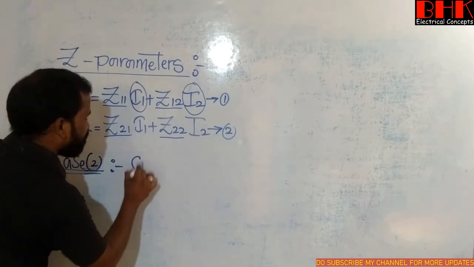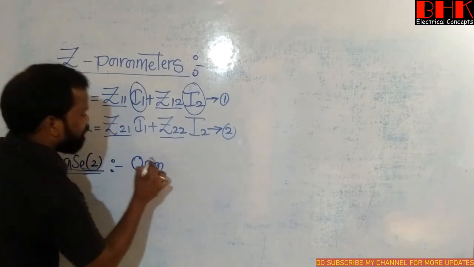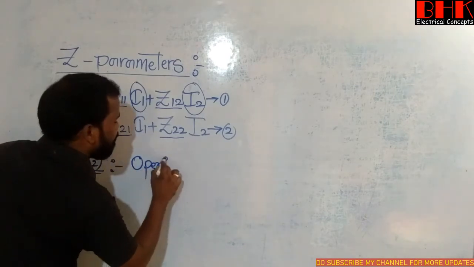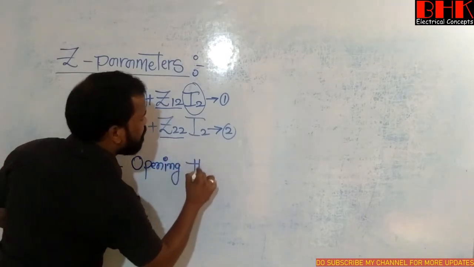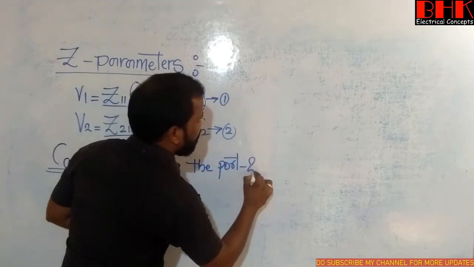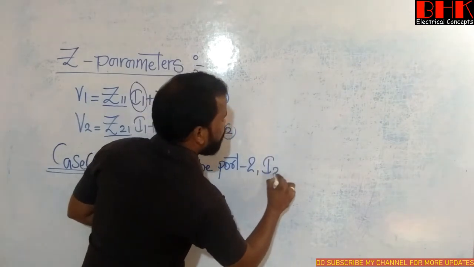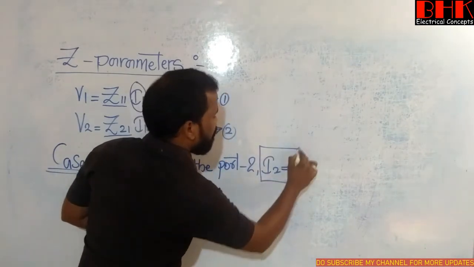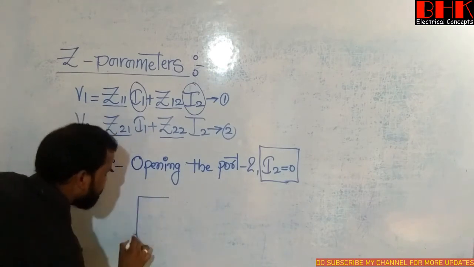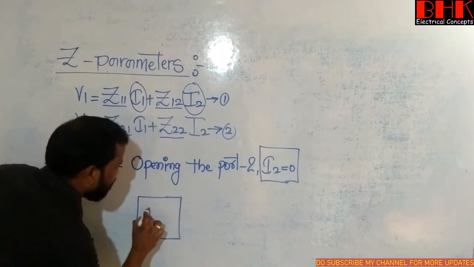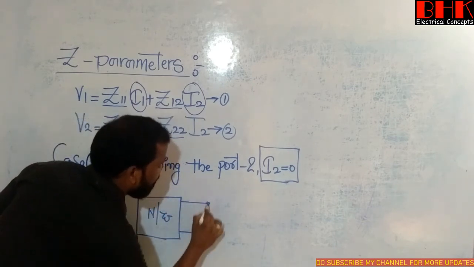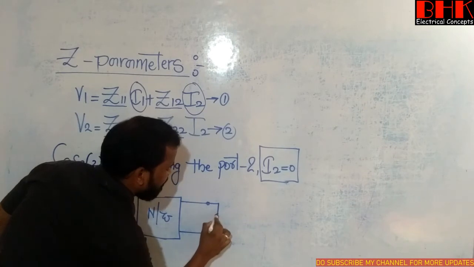Clear? So what is case number 2? In case 2, we are going to open port 2. Port 2 means what? I2 is equal to 0. Clear? So just see here. For example, this is the actual network.